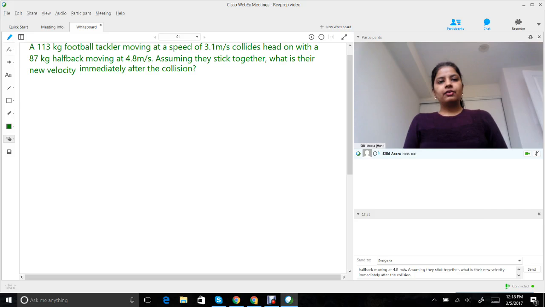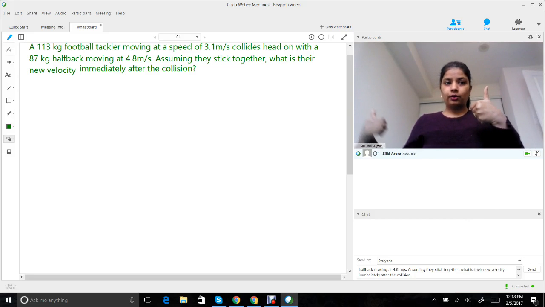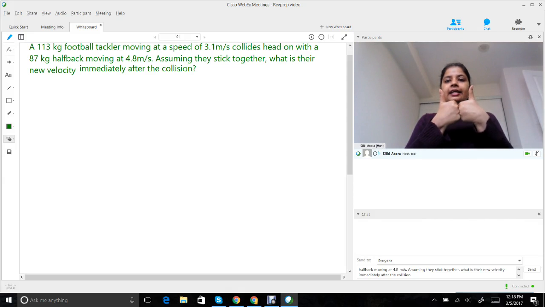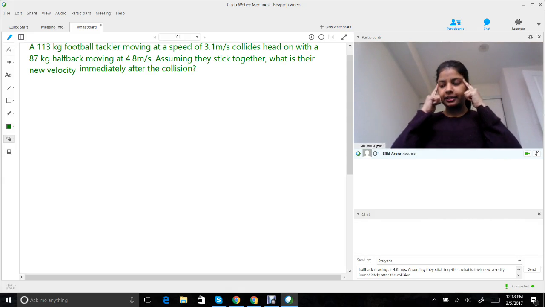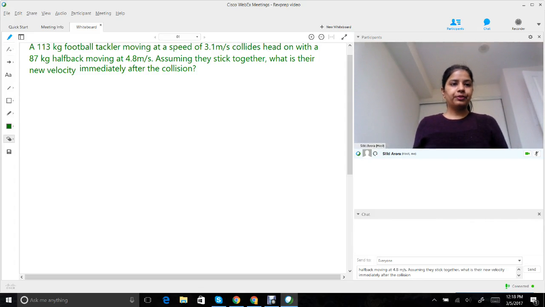We have a 113 kg football tackler moving at a speed of 3.1 meters per second. It collides head-on with a 87 kg halfback moving at a speed of 4.8 meters per second. Now remember, the collision is head-on. Assuming they stick together, what is their new velocity immediately after the collision? So let's put the thinking caps on and let's get to work.